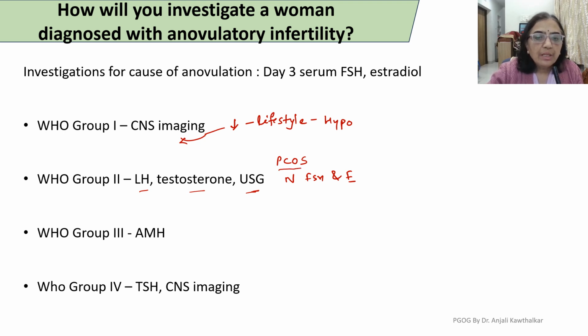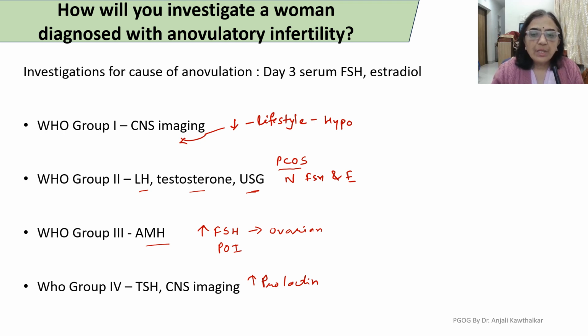Group 3 is mainly where there is a raised FSH. So obviously the problem is at ovarian level. And here we suspect premature ovarian insufficiency, and we confirm it by doing AMH. Group 4 depends on prolactin, raised prolactin. To know the causes of hyperprolactinemia, we do TSH and we have to do CNS imaging, mainly if we are suspecting a pituitary adenoma.